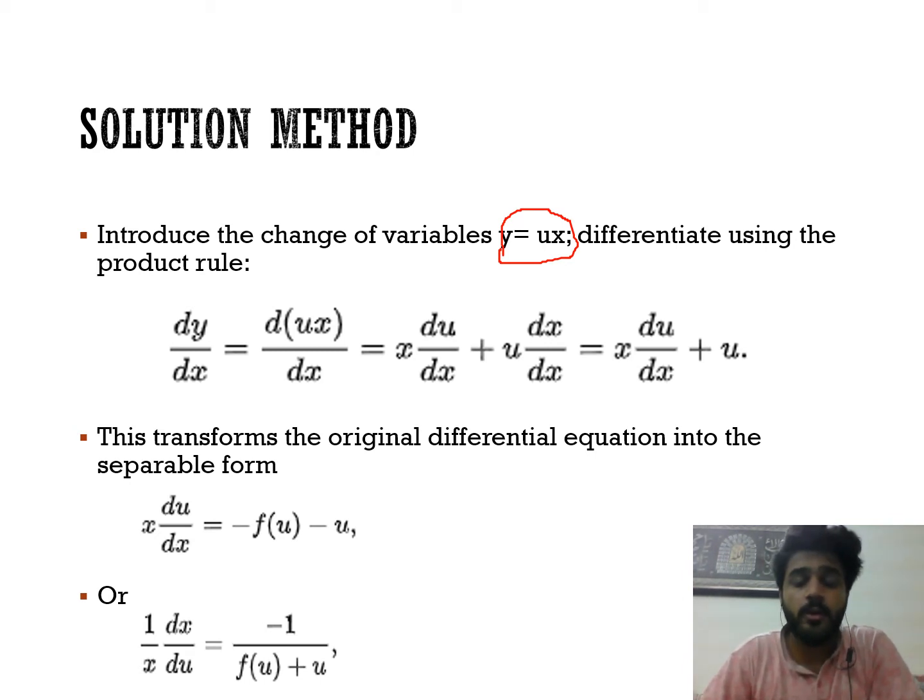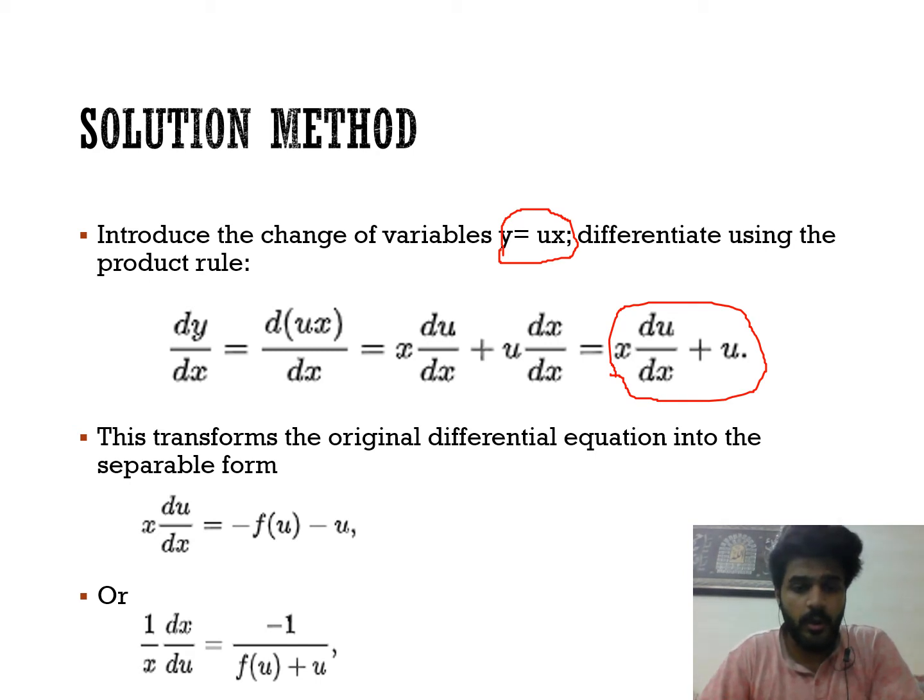Dy by dx, the derivative, with y replaced with u x, equals: we can see that the derivative term here will be multiplied with the u and x value, x into du by dx plus u into dx by dx, equals x into du by dx plus u. This is the given equation which is obtained by this substitution.